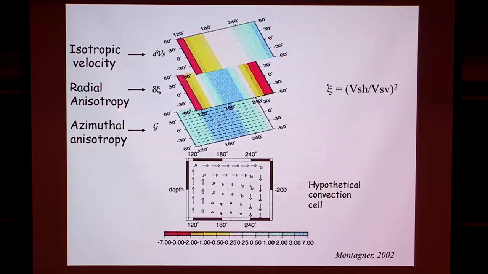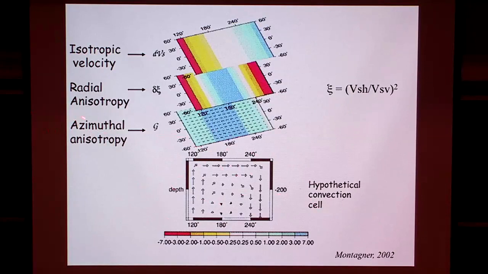So this is this. The radial anisotropy, on the other hand, will give you a different picture. Both the upwellings and the downwellings will appear as SV faster than SH, and the horizontal part of the cell will appear as SH faster than SV. So already with this correspondence, you might have some better idea of the geometry of the flow.